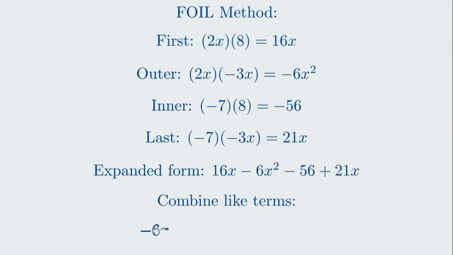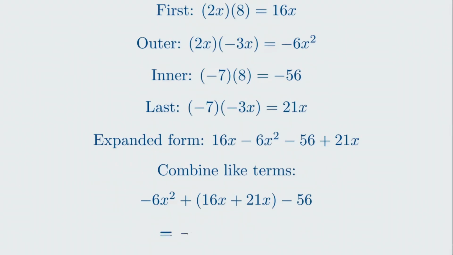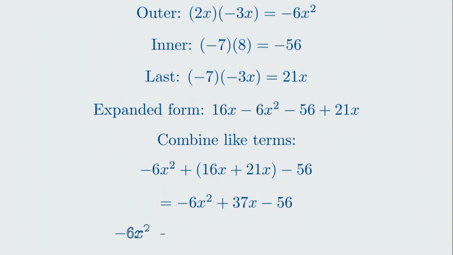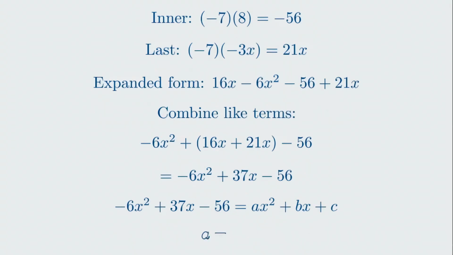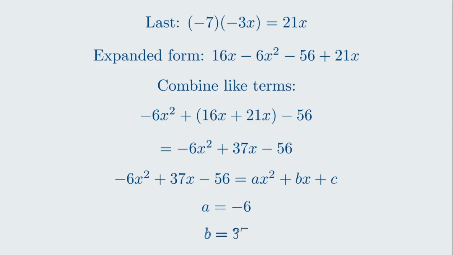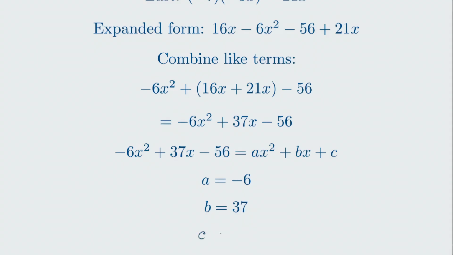Next, we combine the like terms, which are the x terms. 16x plus 21x equals 37x. Rearranging into standard quadratic form, we get negative 6x squared plus 37x minus 56. Now we can equate this to the standard form ax squared plus bx plus c. By comparing the coefficients, we can find the values of a, b, and c. The coefficient of x squared is a, which is negative 6. The coefficient of x is b, which is 37. And the constant term is c, which is negative 56.